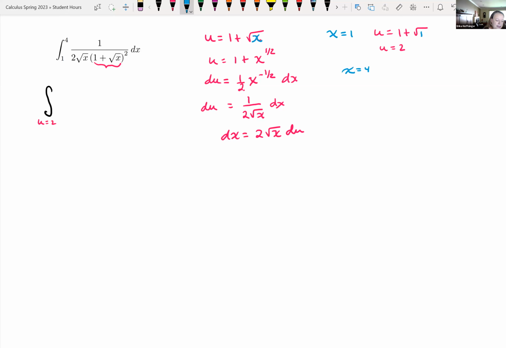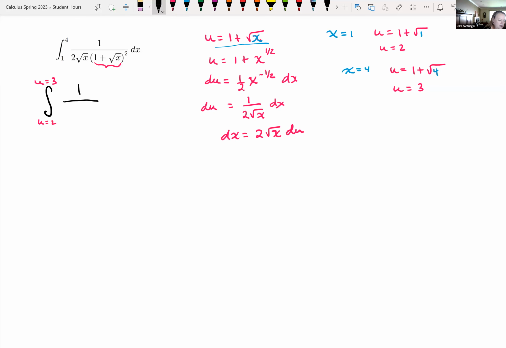So if we go back in and plug in 4, where we see the x in the equation for u, we get that u is equal to 1 plus the square root of 4. Well, square root of 4 is 2. So I get that u is equal to 1 plus 2, which is 3. So our upper bound is u equals 3.